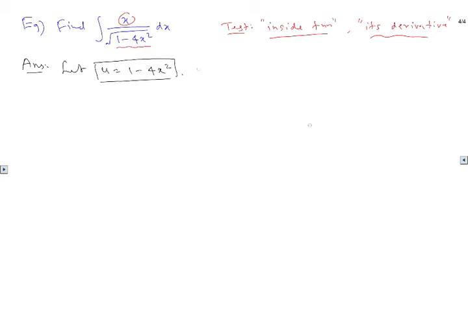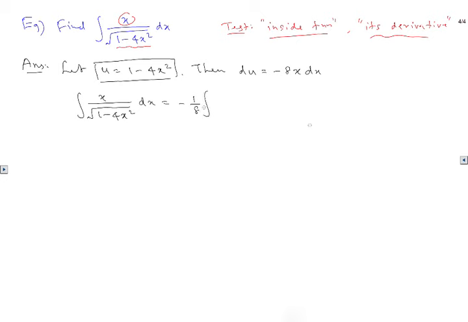Then if you take the derivative, you're going to get du equal what? Negative 8x, not x squared, negative 8x, multiplied by dx. So that's what you get. That means the problem is x times the square root of 1 minus 4x squared dx. The negative 8, you can manipulate that, so you're going to have 1 over 8.